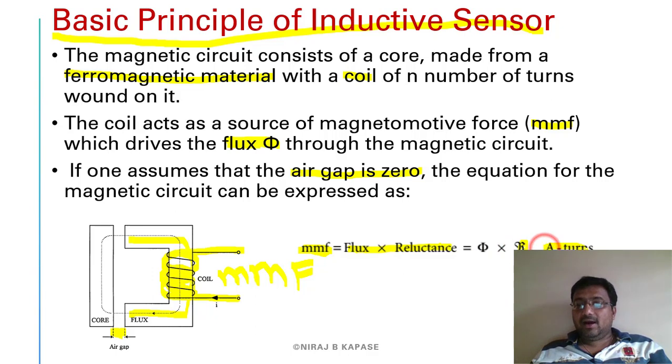That reluctance depends on N, the number of turns of the coil. So this is the equation for flux. We get the flux based on the MMF, that is magnetomotive force, and the reluctance. So this is the basic principle of an inductive sensor.